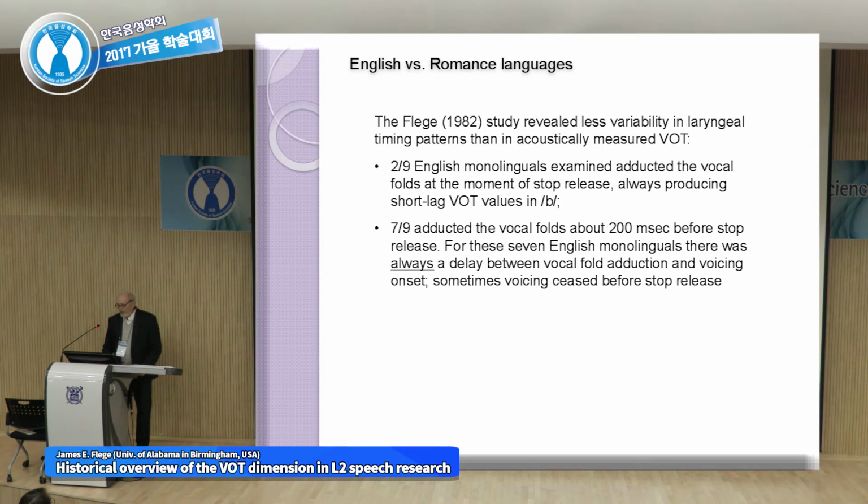7 others adducted the vocal folds roughly 200 milliseconds before stop release. For these 7 English monolinguals, there was always a delay between vocal fold adduction and voicing onset, and sometimes the voicing ceased before stop release.